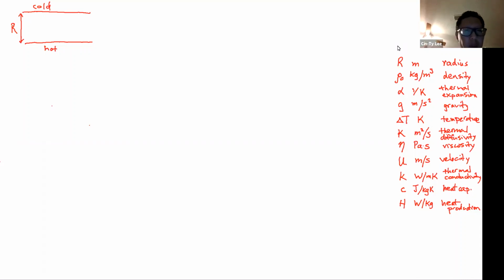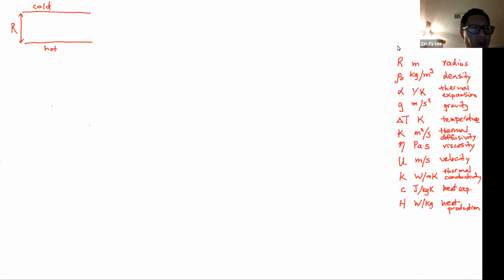Okay, so what I want to do right now is talk about convection. And in particular, I want to talk about the Rayleigh number, which is a number that gives you an idea of what the convective vigor of a system might be. And so we're going to derive the Rayleigh number.